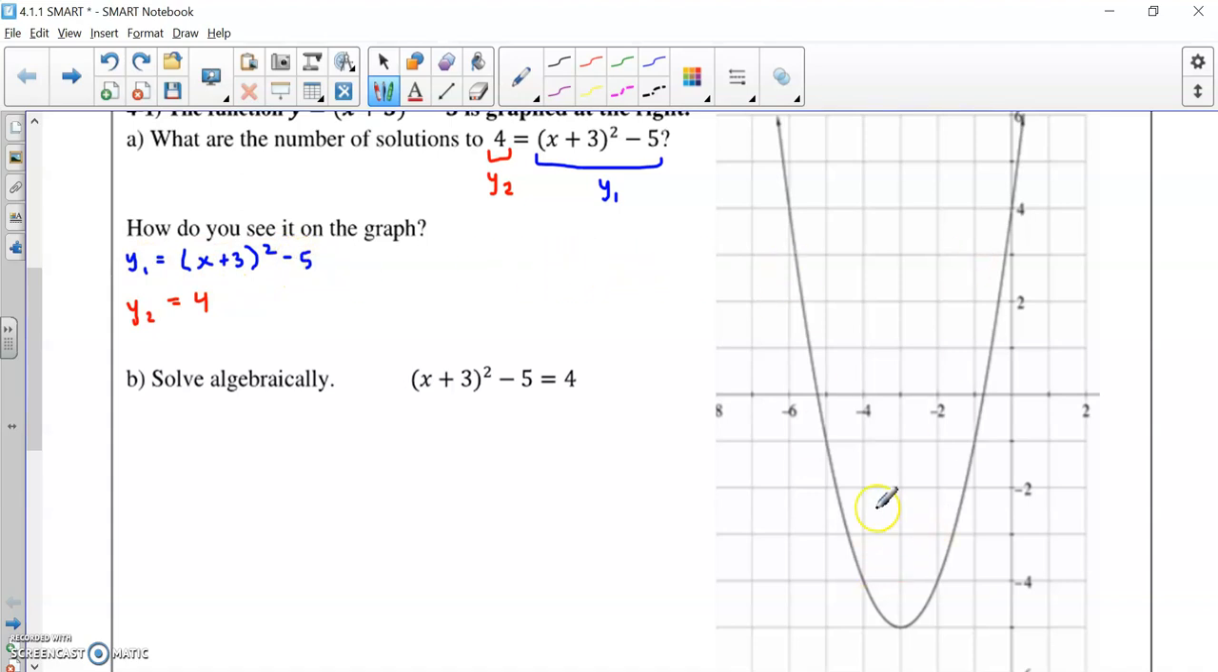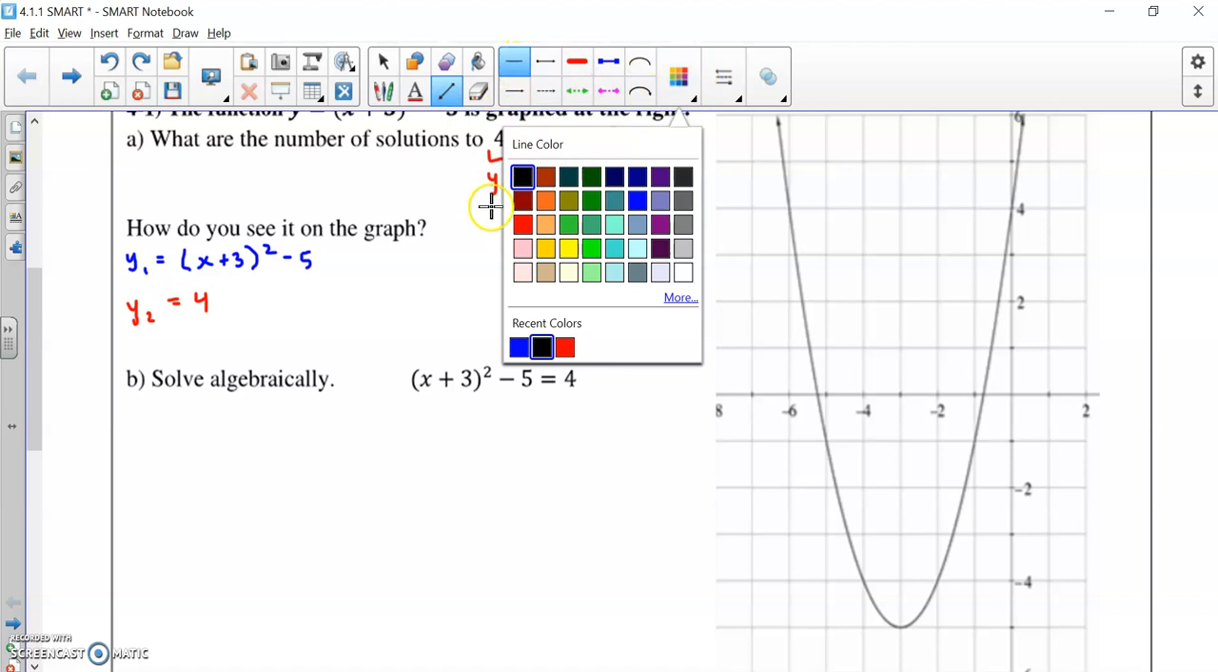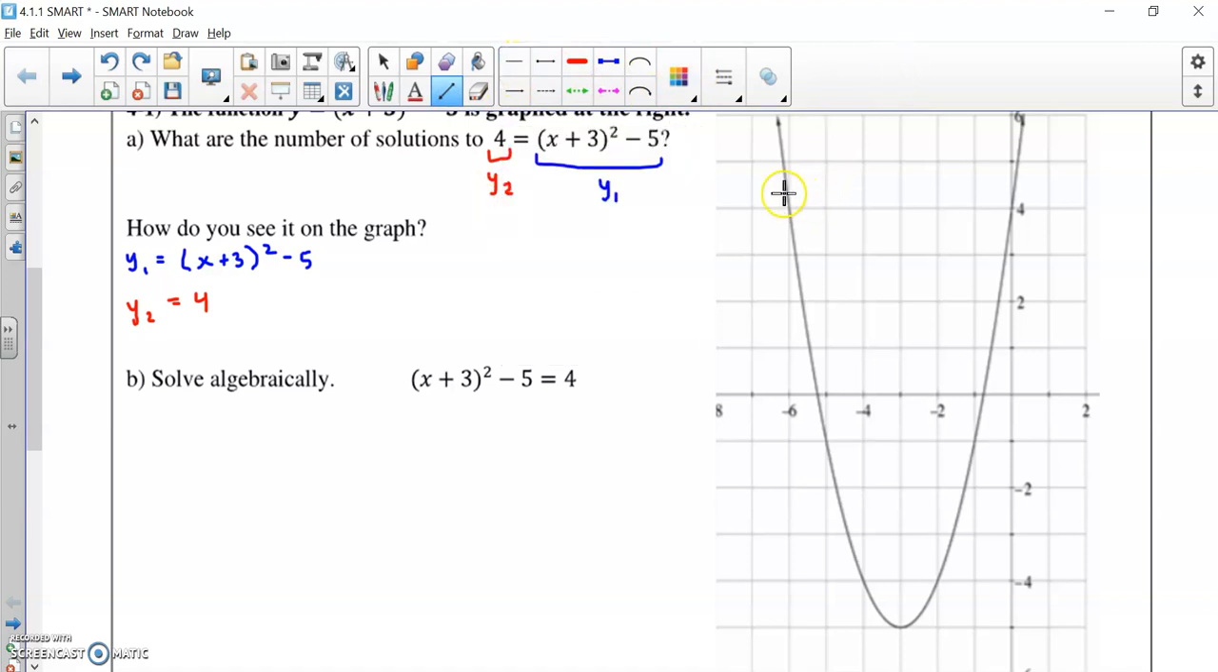So I already gave you the graph of that first equation. So let's go ahead and create the graph of y equals 4. Because it's just y equals a number, it's a pretty easy graph to draw. Anytime you have y equals a number, it's just a straight horizontal line that goes through that number on the y-axis. So here, because we have y equals 4, it's going to hit the y-axis at 4.